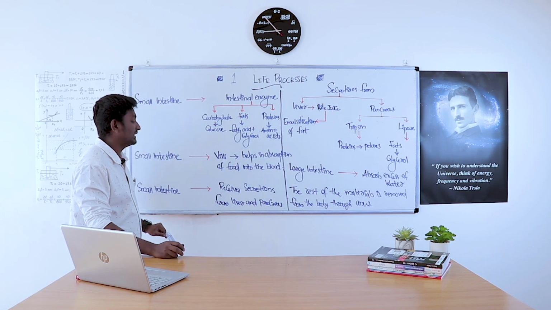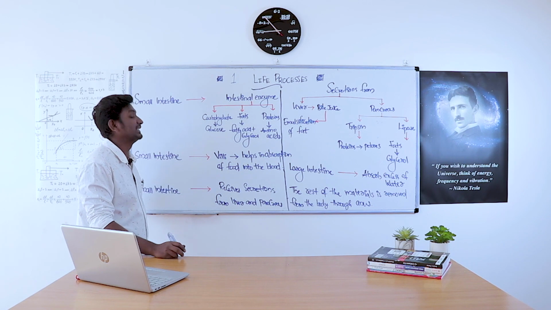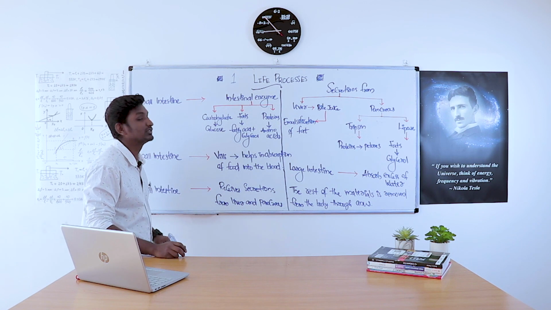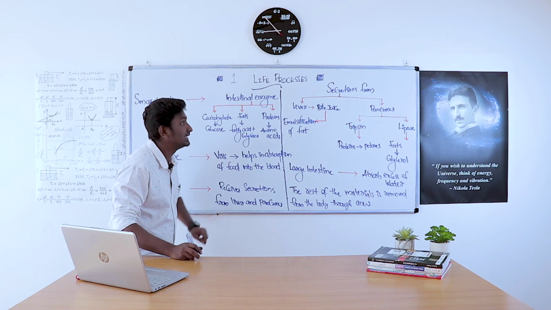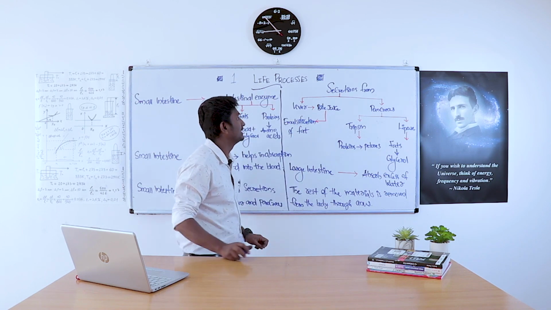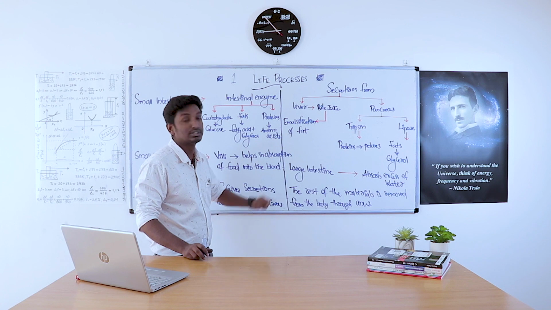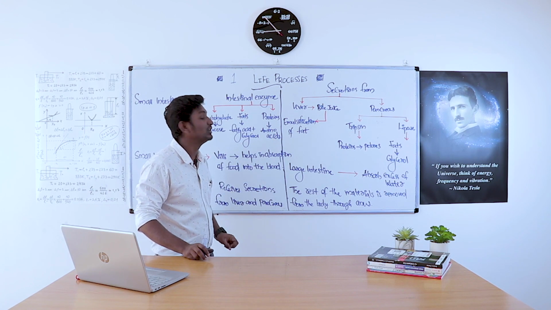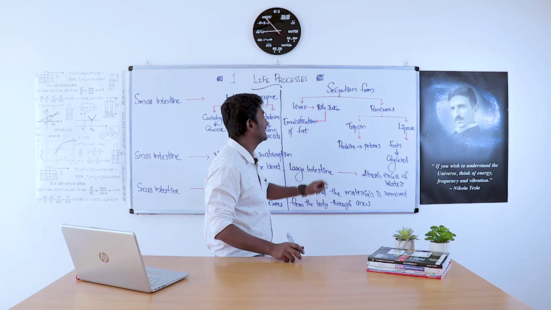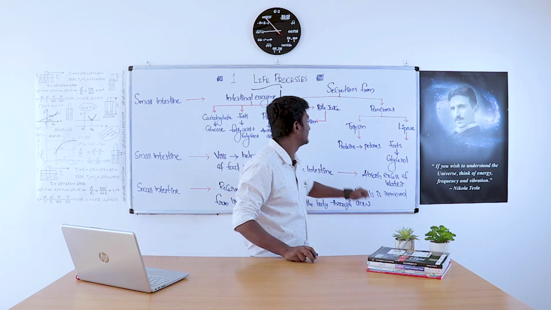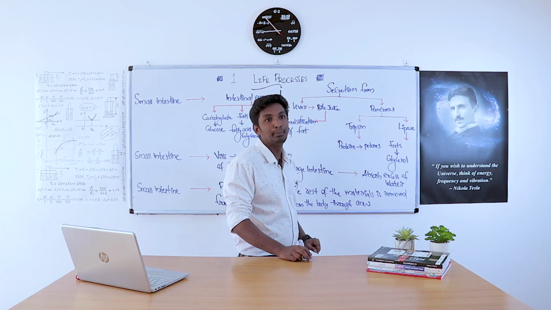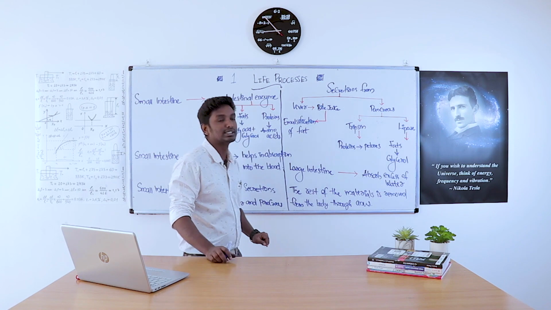The same small intestine receives secretions from liver and pancreas. The secretion from liver is bile juice. This bile juice helps in emulsification of fat. And the secretions from pancreas include trypsin and lipase. Trypsin converts proteins to peptones and lipase converts fats to glycerol.